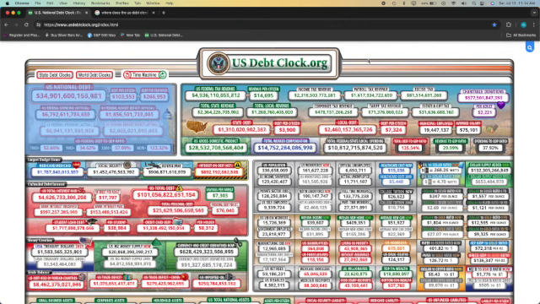Today, we're going to be covering the U.S. debt clock and some statistics with this here. So, as you can see, we're rapidly approaching that $35 trillion number here with the national debt.